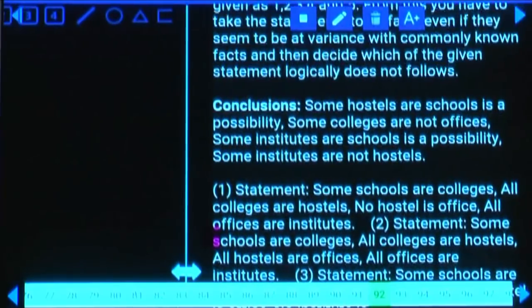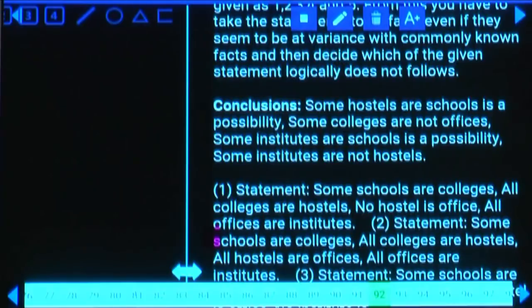Now we need to find out the first two. Then possibilities. Some hostels are schools is a possibility, another.